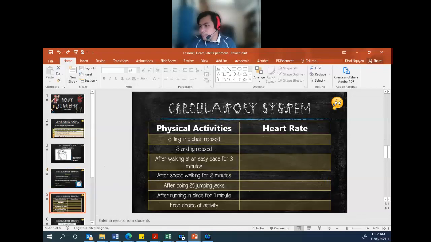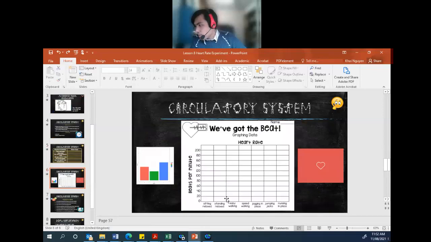So we've got some activities here. Sitting in a chair, relaxed. I think some of you would like this very much. Then standing relaxed as well. Then walking at an easy pace for 3 minutes. Speed walking for 2 minutes. If you can't go outside, just do it inside your house. Doing 25 jumping jacks, running in place for 1 minute, and also something that you choose.